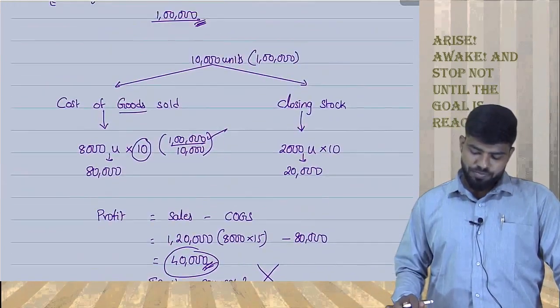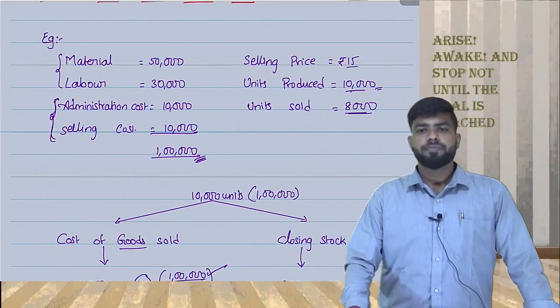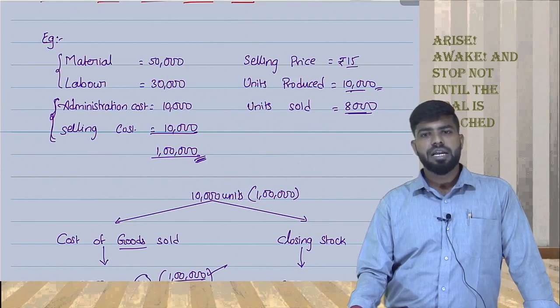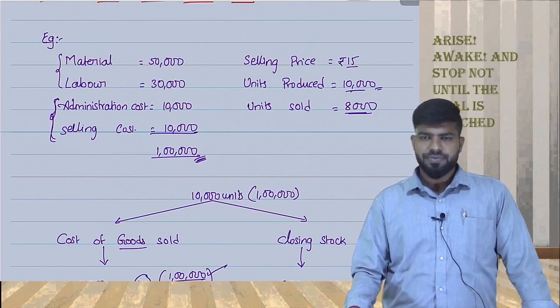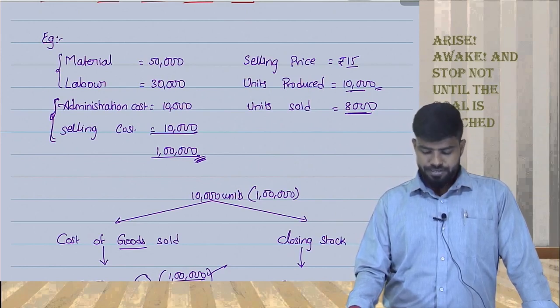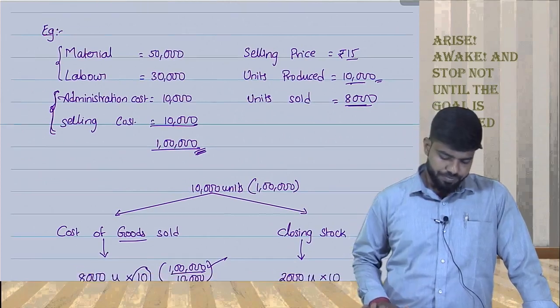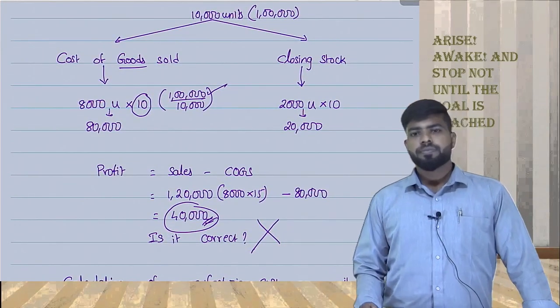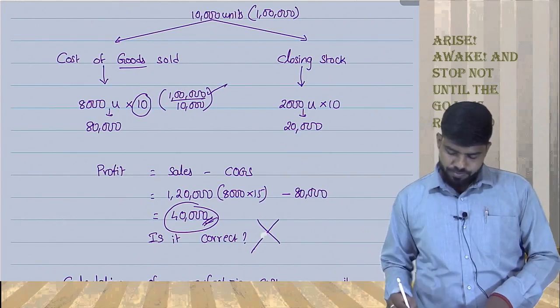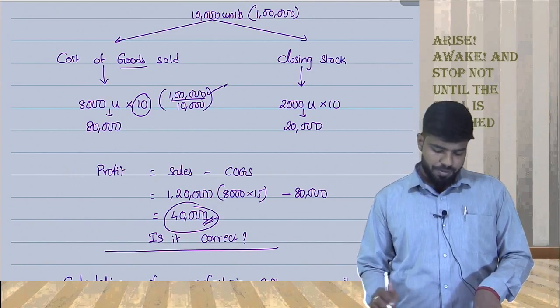Okay. Now first let us write this example. Please copy this. Write fast. Material 50,000, labor 30,000, administration cost 10,000, selling cost 10,000, total 1 lakh. Selling price 15 rupees. Okay, next you can copy the classification. Write it here. Is it correct? Copy till there.